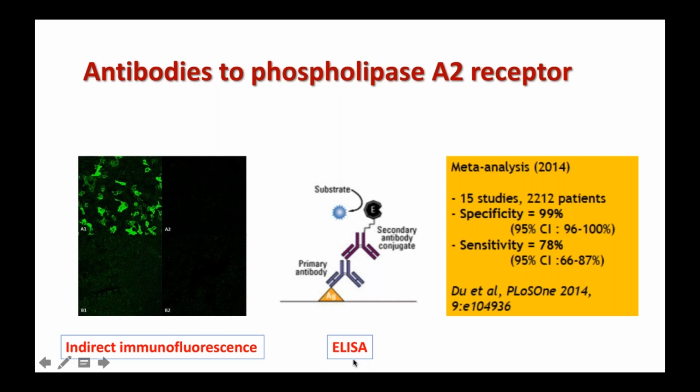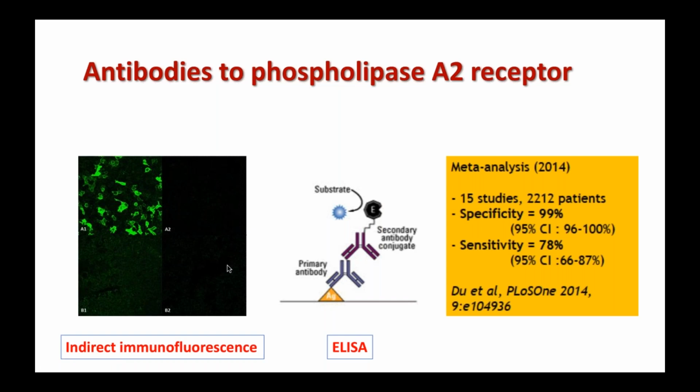Now the second method is the ELISA technique, in which the antigen, in this case phospholipase A2 receptor antigen, is coated on a plate, and on the plate you have the primary antibody, which is the patient serum, and if the antibody is present, it will bind to this antigen, and then you can come in with a secondary antibody conjugate, which will again lead to a signal. So these are the two ways of identifying the phospholipase A2 receptor antibody.